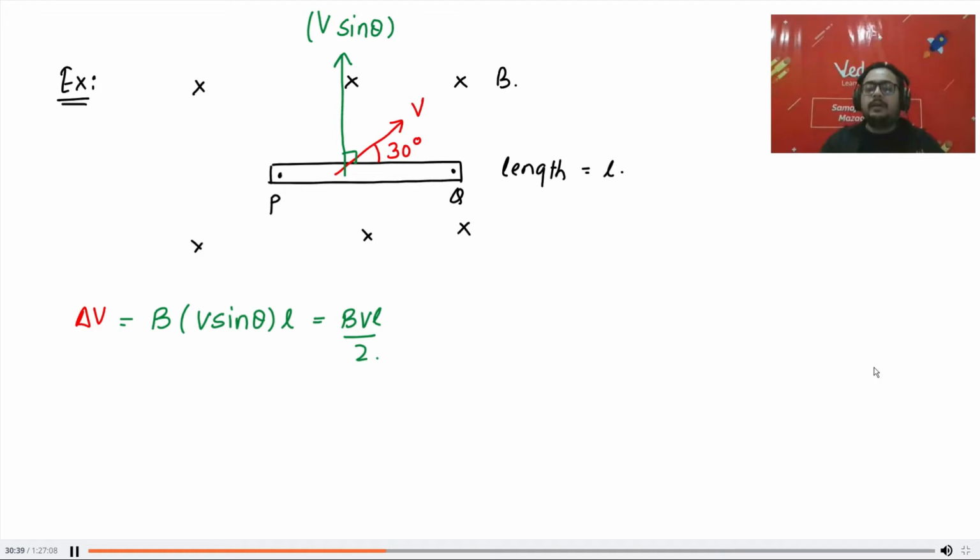V cross B. So V is up, B is into the plane. Where is the palm coming? Palm is coming to the left. So how will I make my battery? I will make my battery like this, positive terminal by the palm. V cross B. So the bigger plate will come here. So this is your plus, this is your minus. So which is at higher potential? P is at higher potential.